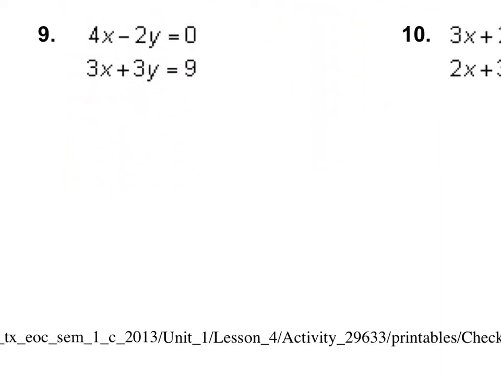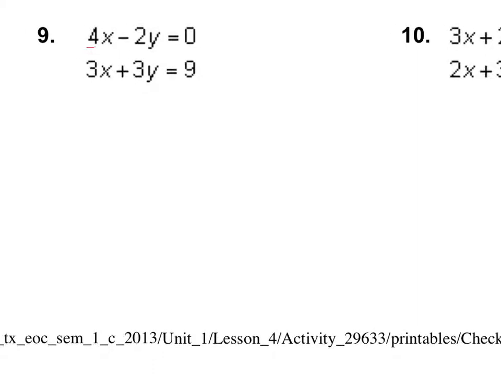I have 4x minus 2y equals 0 and 3x plus 3y equals 9. And I need to solve this. The problem is none of my coefficients are the same. One of my x's is 4, the other one is 3. One of my y's is negative 2, the other one is 3. So that means I need to multiply by something. But I can't multiply 4 by anything to get 3. And I can't multiply 2 by anything to get 3. So this time I'm going to have to multiply both equations by something.